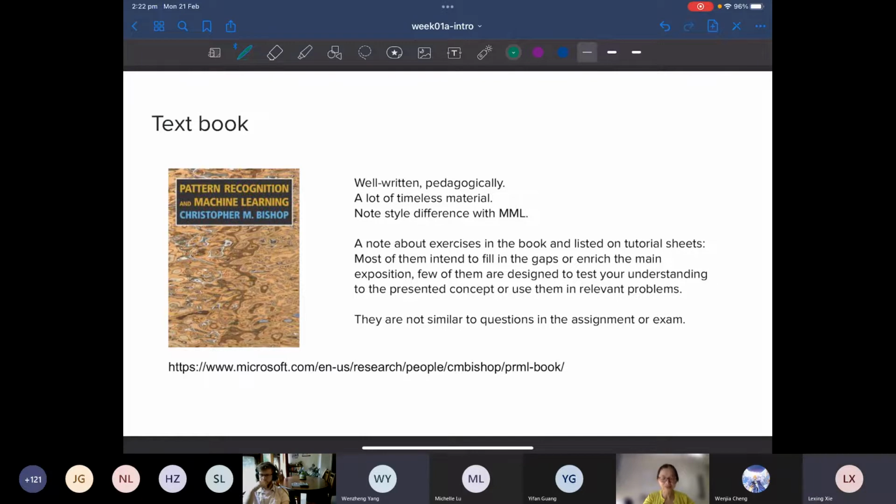But I feel that, compared to many other books, including, for example, the new Kevin Murphy book, it's carefully written pedagogically. It's not aiming for covering everything, and we will occasionally refer to other books. It has a lot of timeless material. Some of the approaches are still valid but not as widely used, and we will selectively not cover things. And the book has a lot more material than we can cover in one semester anyway. So I myself find it a nice read.